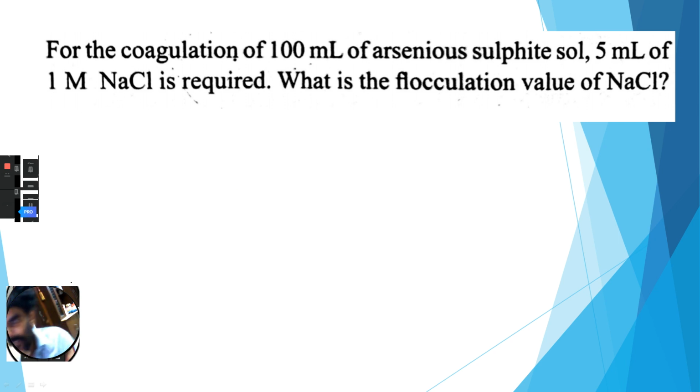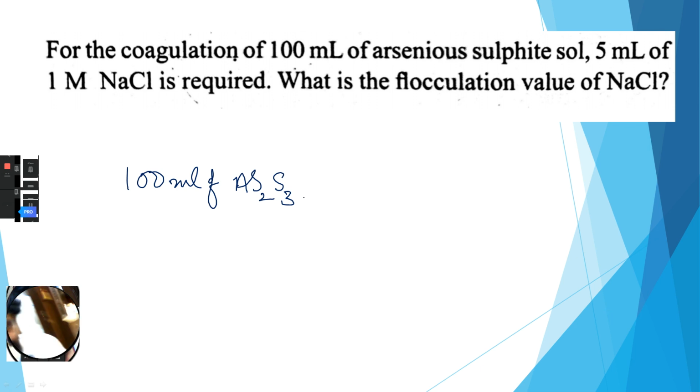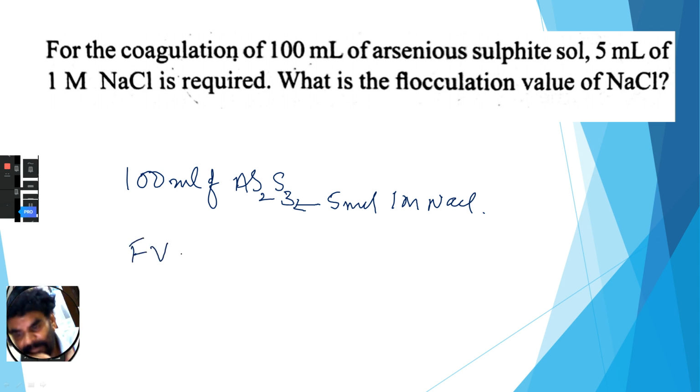Now, see, another problem. He has given 100 ml of arsenous sulfide sol. Remember, sulfide sols are negatively charged sols. To this 100 ml, 5 ml of 1 molar NaCl is added. What is the flocculation value? What is the meaning of the flocculation value? First of all, we should know it.